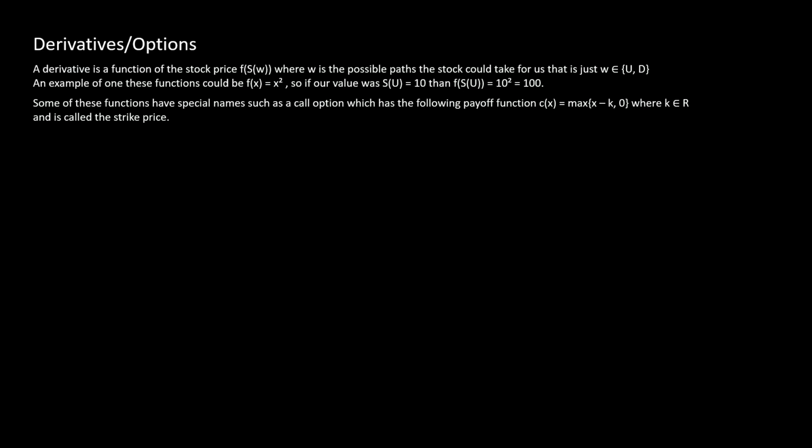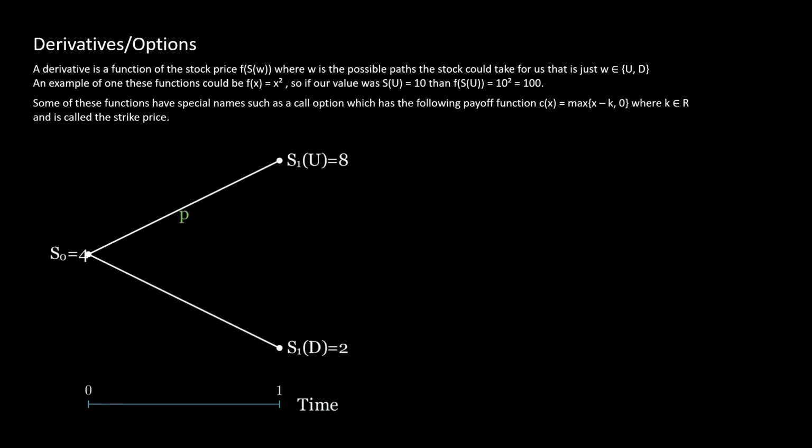Some derivatives have special names, such as a call option, which has the following payout function: the max of x minus k and 0. K is typically called the strike price. Let's consider this call option with a strike price of 5 on our current model.